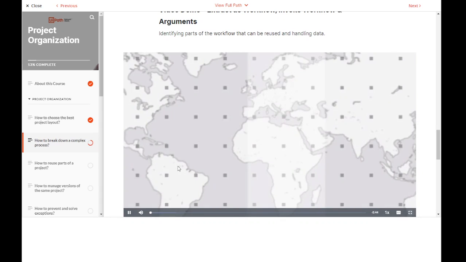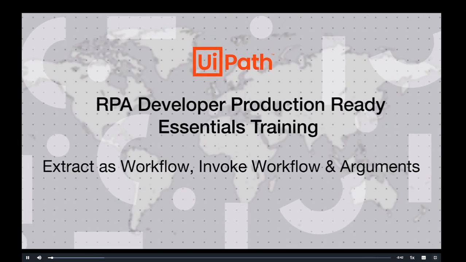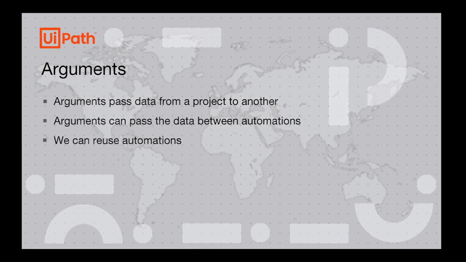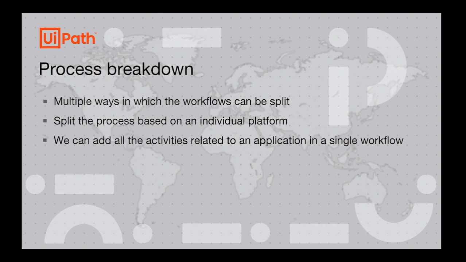Welcome back to the UiPath Production Ready Essentials training. In this tutorial, we're going to learn how to break down a process into smaller workflows that allows independent testing of components and encourages team collaboration by working on separate files. Nonetheless, we'll be using arguments to pass data from a project to another. While with variables, you can pass data between activities, with arguments, you can pass the data between automations, and thus, we can reuse automations. Let's start with process breakdown.